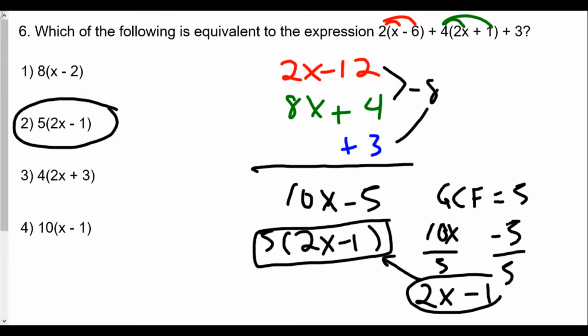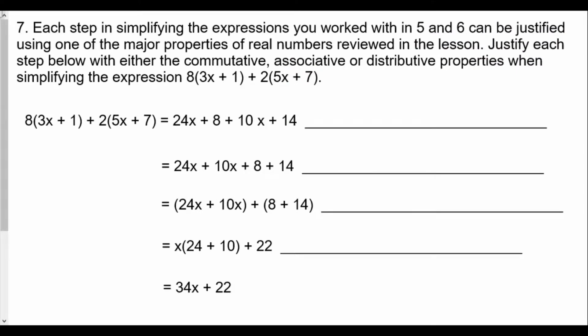Okay, all right, here we go. Question 7. Each step in simplifying expressions you worked with in 5 and 6 can be justified using one of the major properties of real numbers reviewed in the lesson. Justify each step below with either commutative, associative, or distributive properties when simplifying the expression 8 times (3x plus 1) plus 2 times (5x plus 7). Well, here I'm probably going to type this out because my handwriting is just atrocious. Sorry about that.